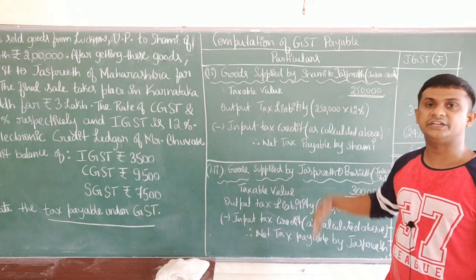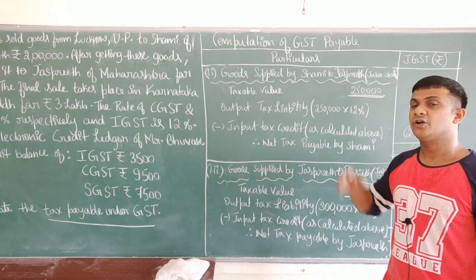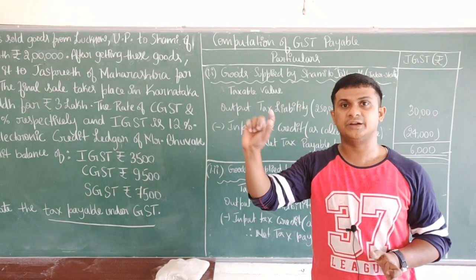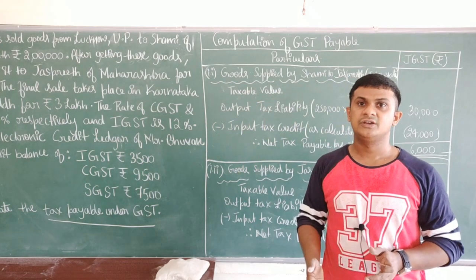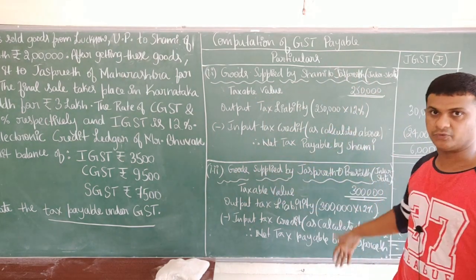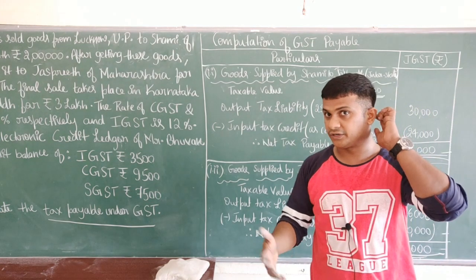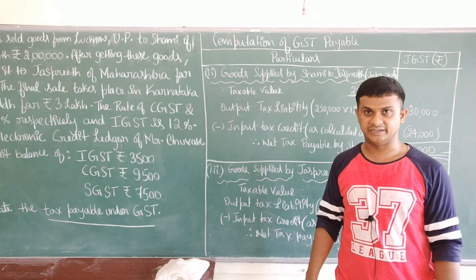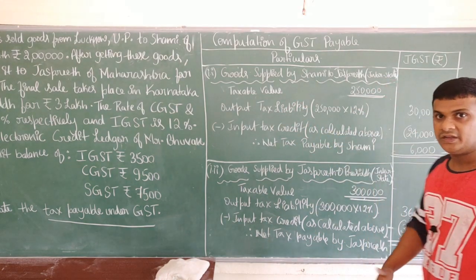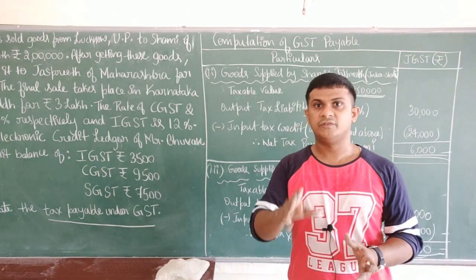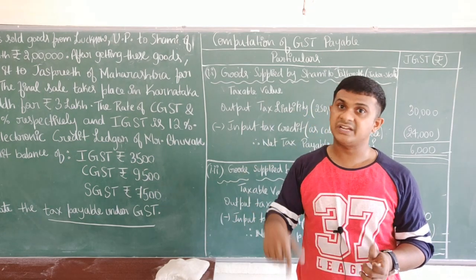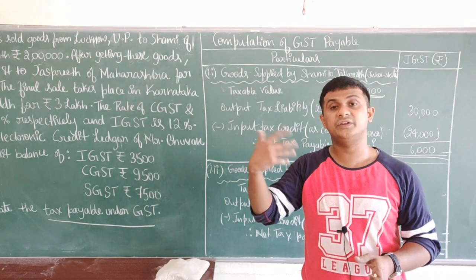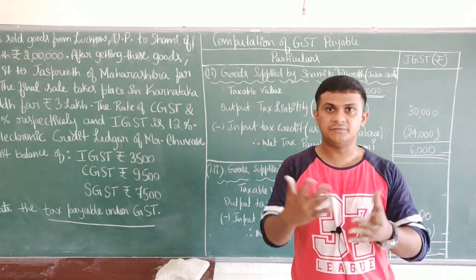So this is how we need to set off input tax credit whenever there is output tax liability. In this problem we had only a single tax liability, output tax liability, which is IGST. So we have drawn one column, we have calculated it, and the credit available for the next individual in the supply chain was IGST credit. So we could easily set off. In the next problem, we will take an interstate transaction as well as an intrastate transaction. In that case, we will see how we need to utilize input tax credit.